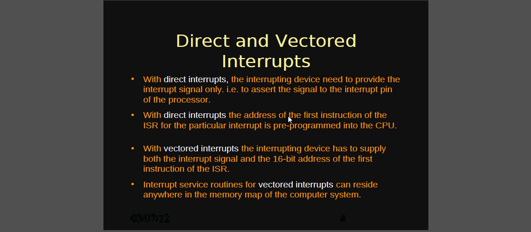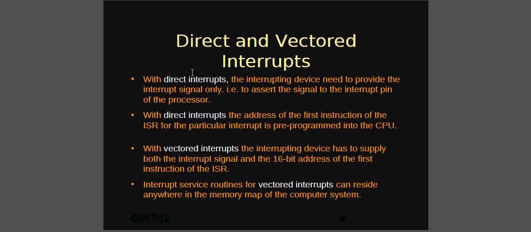Basically, we can say there are a few types of interrupts. The first one is direct interrupts. So the interrupting device only needs to assert the signal to the interrupt pin of the processor. With a direct interrupt, the address of the first instruction of the ISR for the particular interrupt is pre-programmed into the CPU. This is a direct interrupt, so we have to know that.